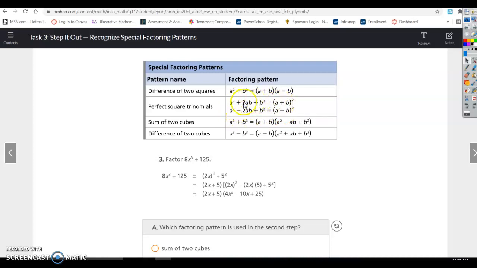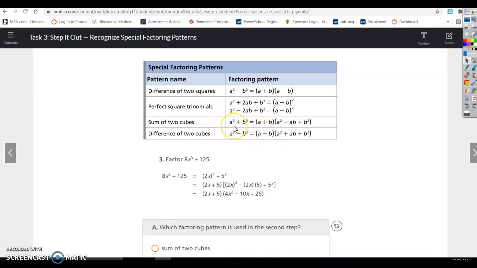So if this is a plus, the middle term's a plus. If this is a minus, the middle term's a minus. And anything squared is positive. So your first and last terms in these will always be positive. So just look at some practice problems on these, commit those formulas to memory, and it'll be really beneficial.